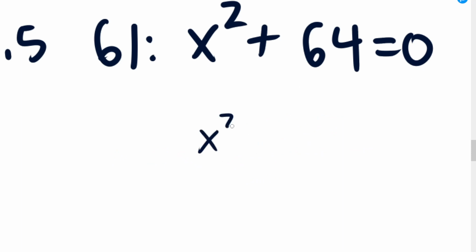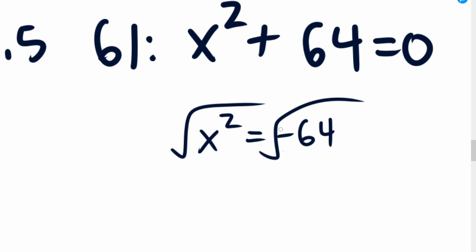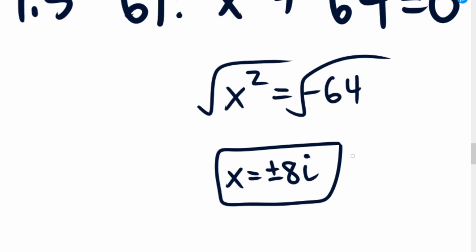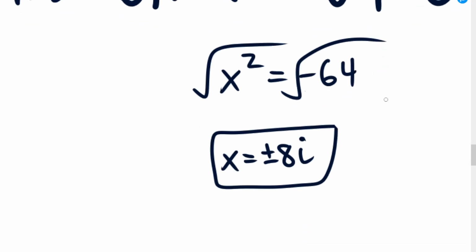So we'd have x squared is equal to, I'm going to subtract 64 from both sides, and now we can take the square root. Now we have a problem here, because we cannot have the square root of a negative number. That is not allowed. So what we need to do is put an i in front of it. So x is equal to 8i. That would be your answer. And it'll be plus or minus, because when you take the square root of something like this, you need to add a plus or minus sign in front of it.